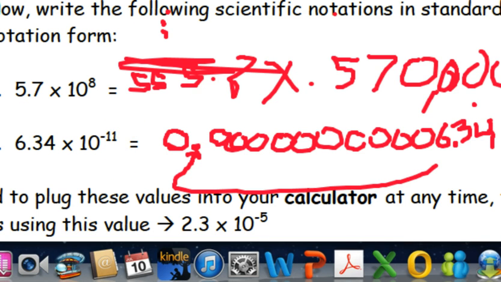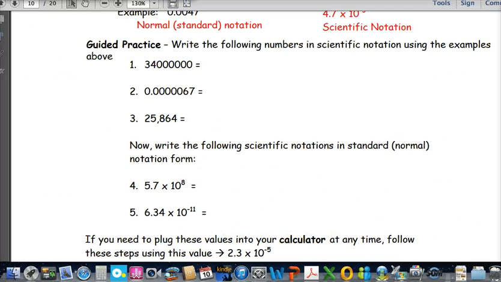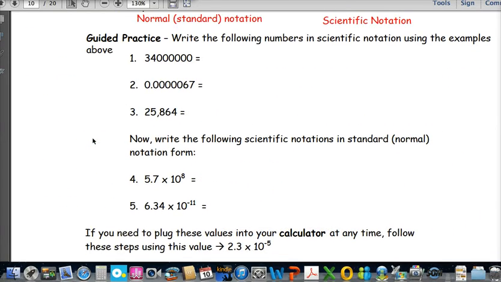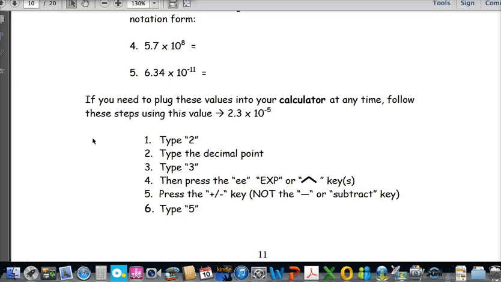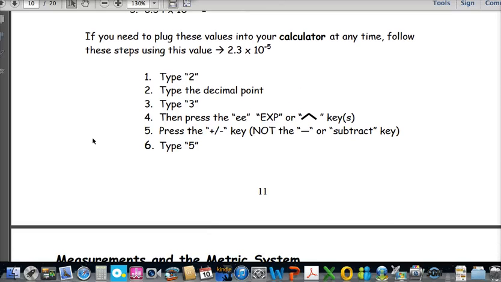Get rid of the writing. There we go. And this shows you if you're going to use a calculator. Obviously, most of you have a fairly decent calculator, and it will probably do the scientific notation for you. As long as it's not a graphing calculator, you're welcome to use it. And that's it.